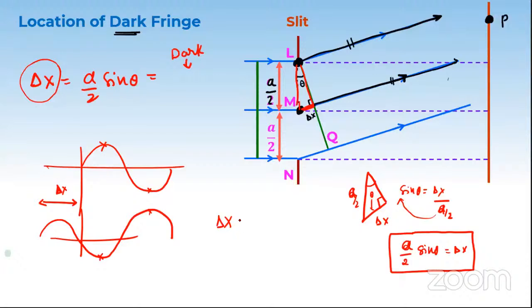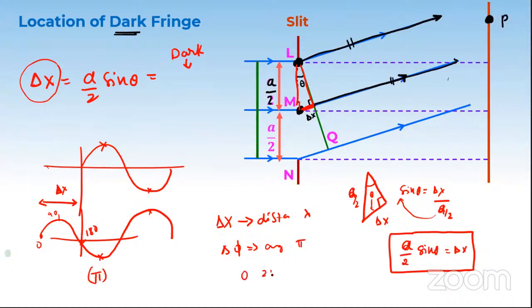Always remember, path is distance, so you have to use lambda for distance. For phase, it is angle, so you have to use pi. If you notice the difference, this is 0 degree, this is 90 degree, this is 180 degree. Therefore, the phase difference between these two is pi. You have to remember the old condition.